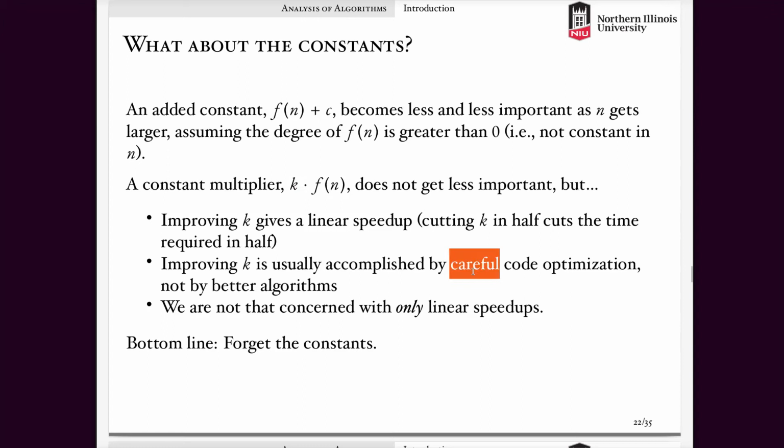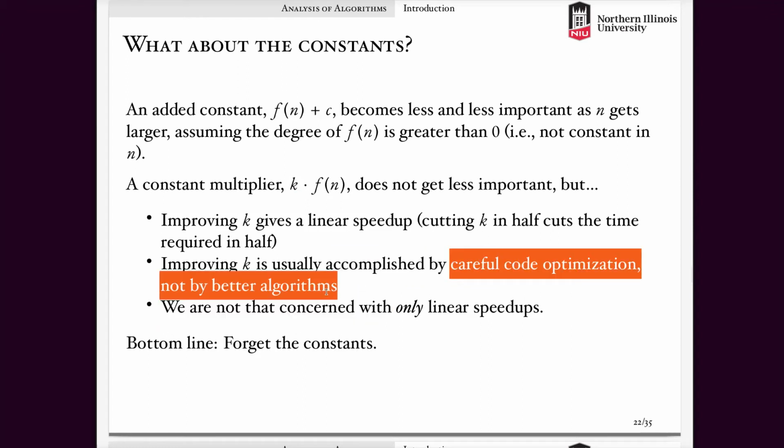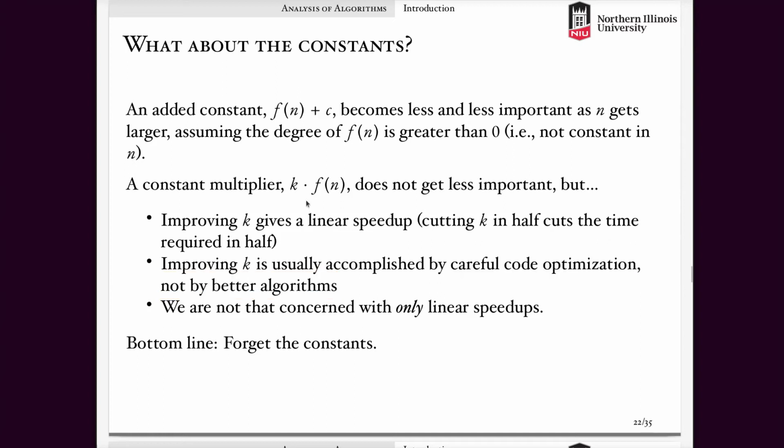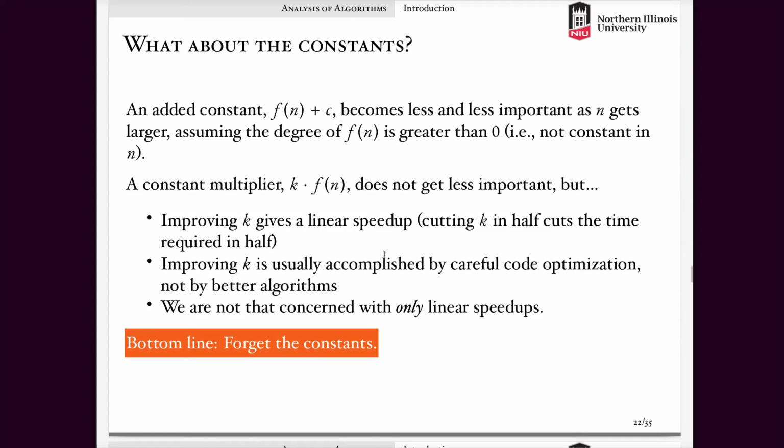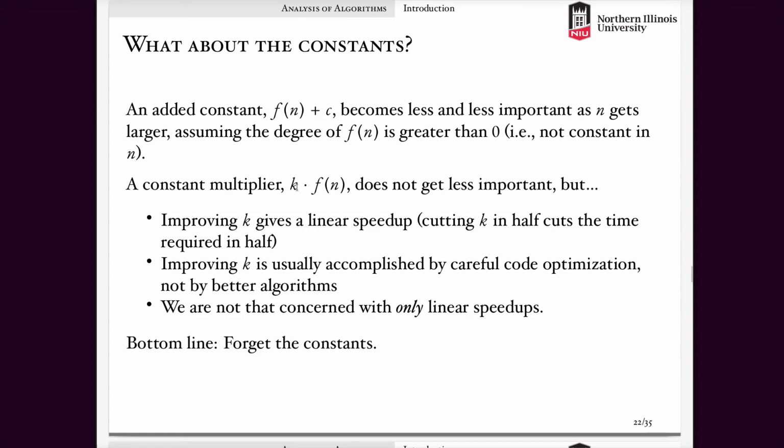And usually what you're going to have to do is optimize your code. Sometimes you've got to be quite careful about that. But ultimately, if f of n over here is polynomial, then this really doesn't matter at all. You can ignore it. You need to focus on this thing, all right? So bottom line, don't worry about these constants. Whether you're adding a constant or multiplying by k, this is not a huge deal.